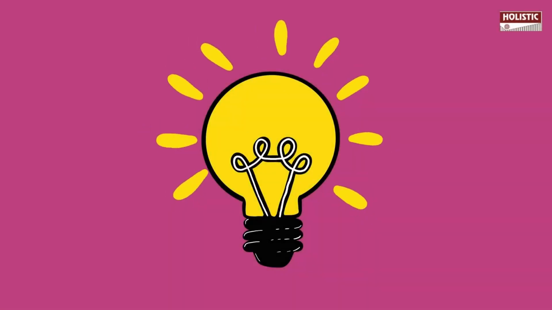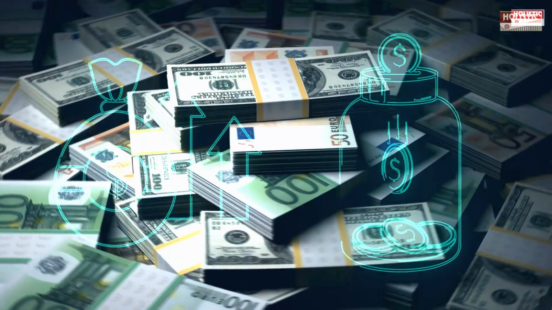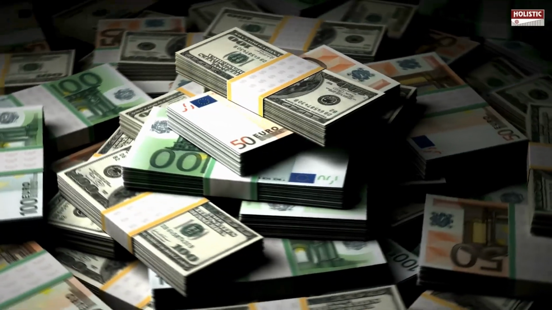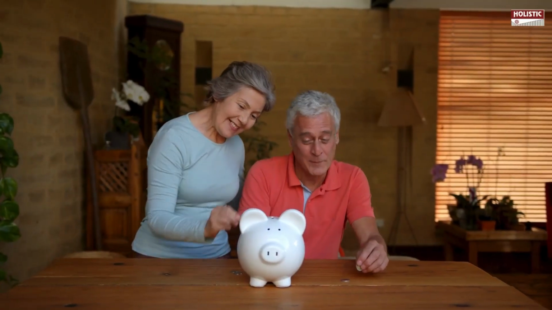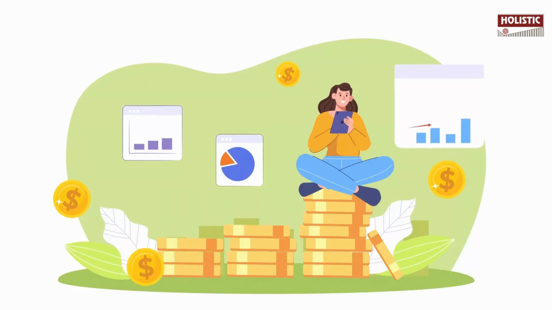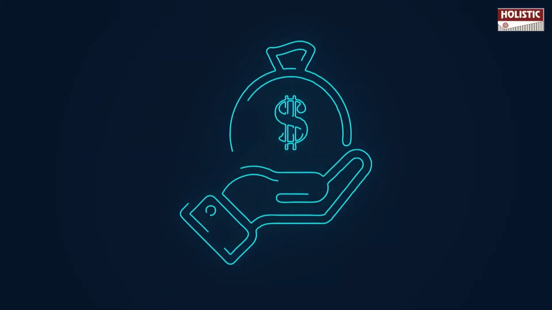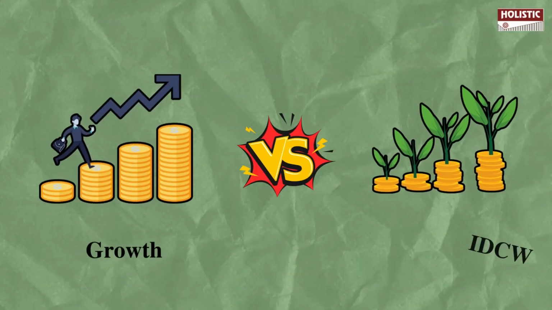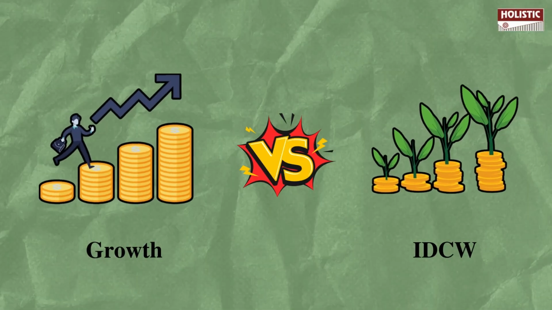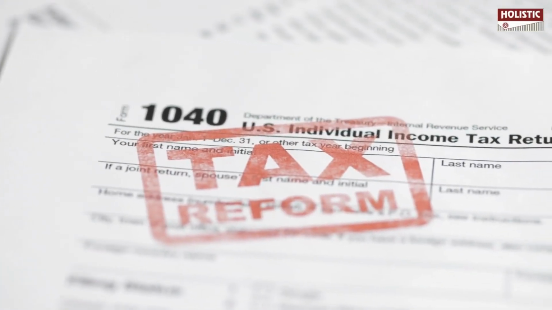But want to know the smartest approach? Why not use both options strategically? If you're building wealth, invest 90% in the growth option and 10% in IDCW for some periodic income. If you're retired, reverse the ratio and invest more in IDCW and keep a portion in the growth option for long-term growth. So mutual fund investing isn't just about picking a fund, it's about picking the right investment strategy. Want to grow your wealth? Stick with growth option. Need regular income? Consider IDCW, but be mindful of taxes and NAV reduction.